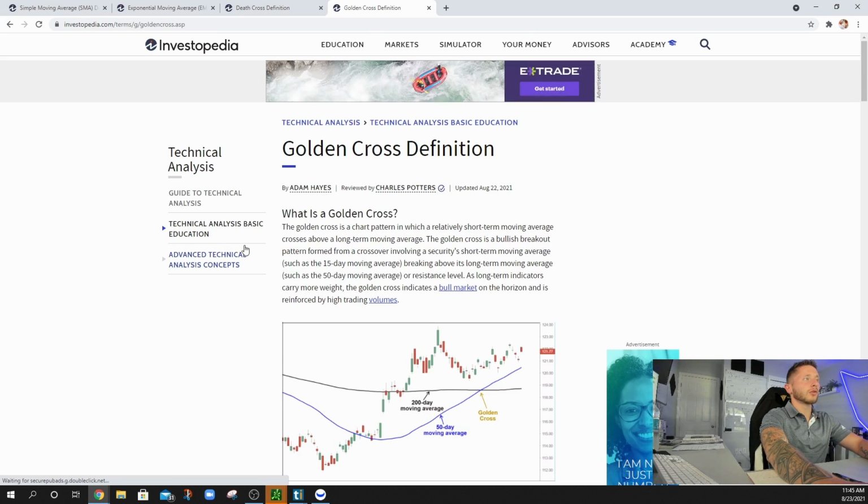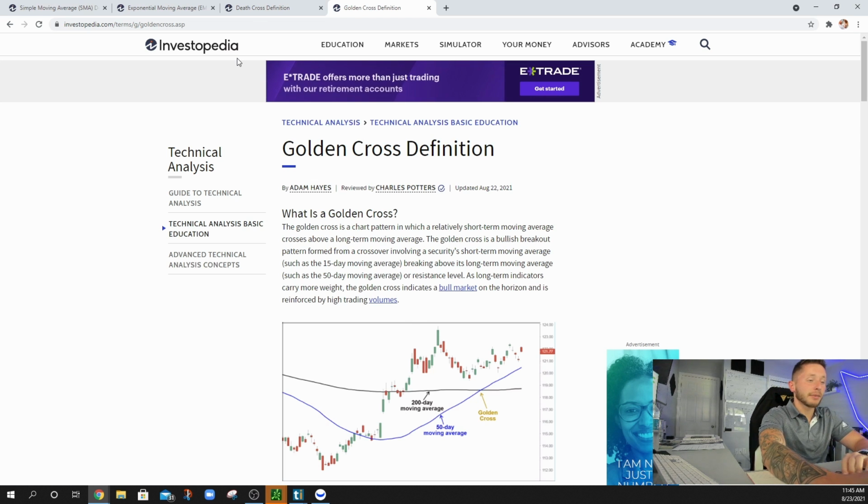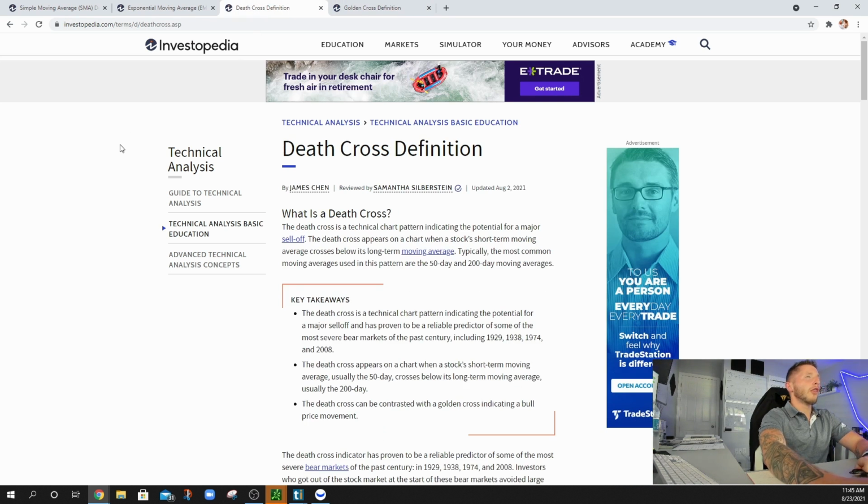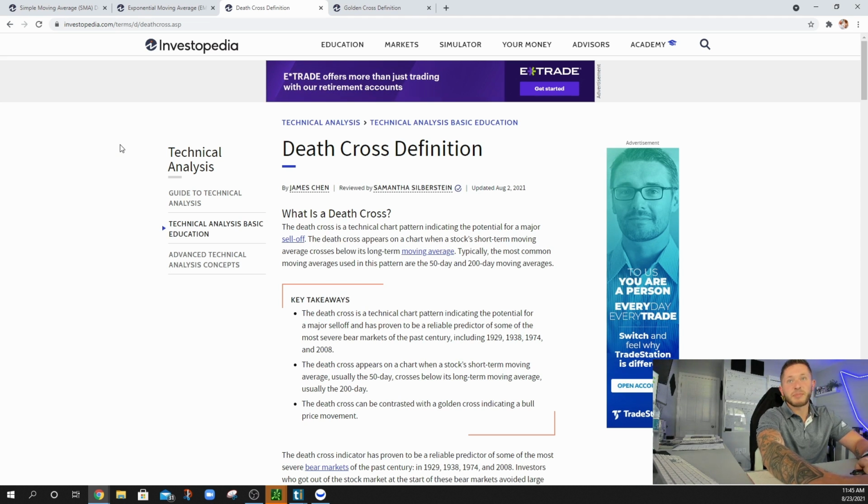How many times have you heard the term death cross and golden cross? We heard it a lot last year during the pandemic. You hear it a lot with people talking about cryptocurrency and Bitcoin. So let's talk about the death cross. You already know what that means. The death cross means bad, right? You would just assume that the death cross is bad.